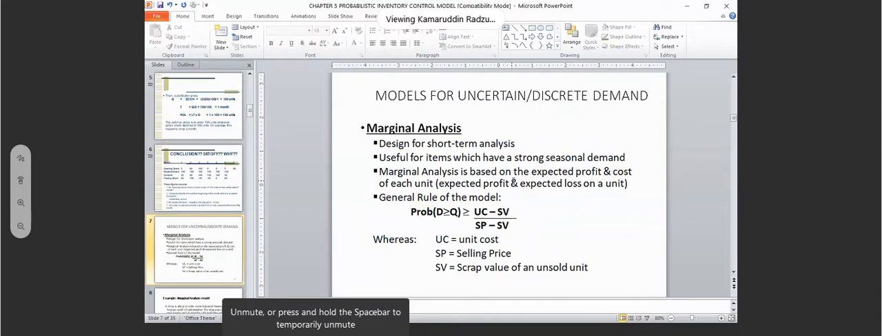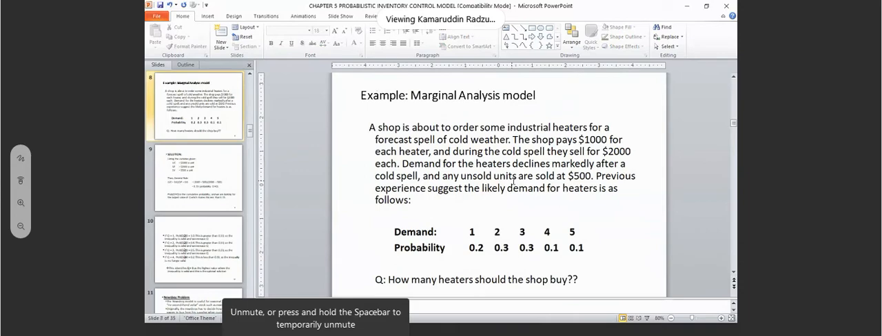Probability demand is bigger and equal than Q. And this probability also must be bigger and equal to the function of unit cost divided by scrap value or salvage value and divide by selling price, deduct by scrap value or salvage value. So for example here, we have an example problem here.